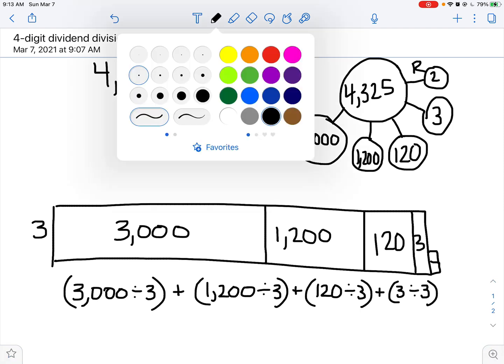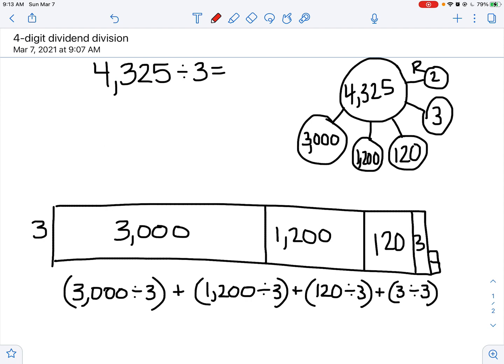So if I go ahead and start solving, if I have 3,000 divided by 3, well, I know 3 divided by 3 is 1, right? So this is going to be 1,000 because we're in the thousands place. So I know this section is going to be 1,000.